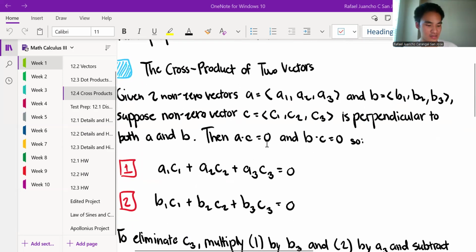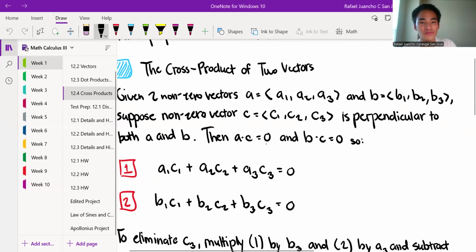So what does that entail? Well, here we can see that the dot product of A and C is 0, as well as B and C is 0. Why? If we get the dot product of two non-zero vectors and their dot product is 0, then that means they're perpendicular. That's what it basically means.